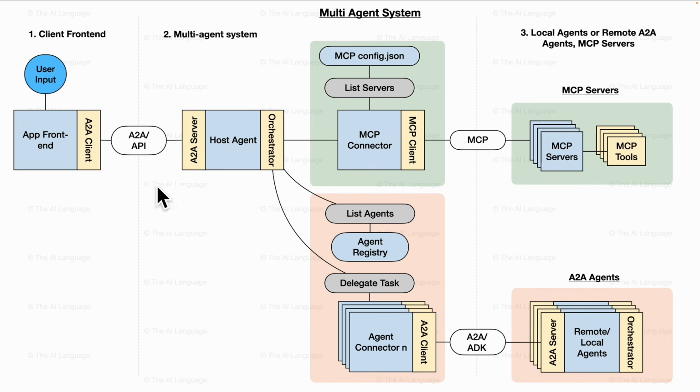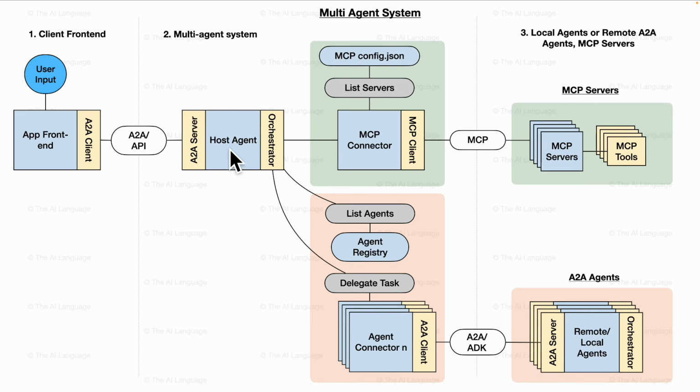So just for illustration, here is a simple multi-agent system that uses a front-end client over here to connect to a multi-agent system that comprises a host agent and then local and remote agents that are connected through MCP, A2A protocols, and agent frameworks like the ADK. So as you can see, there are several components that need to work together.